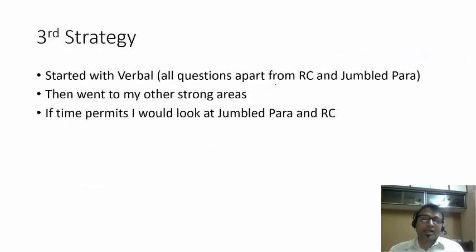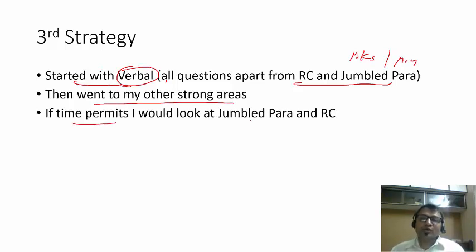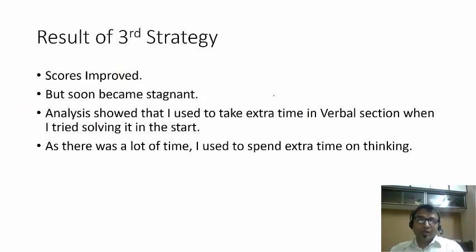So I came to my third strategy. I realized I had to solve verbal, so I started with verbal, apart from RC and jumbled paragraphs, where my marks per minute were less. I focused on verbal first, then went to other strong areas, and if time permitted, I would do jumbled paragraphs and RC. That was the sequence, the third strategy. Here my scores improved, yes, because verbal gave more marks per minute.